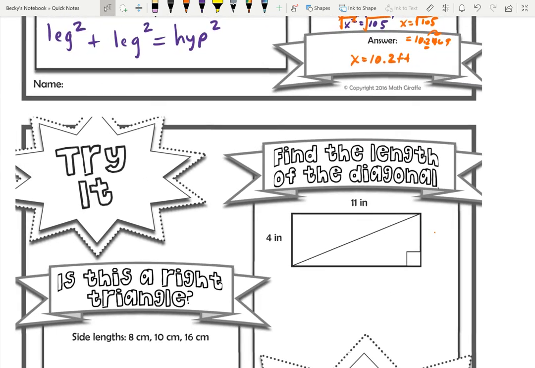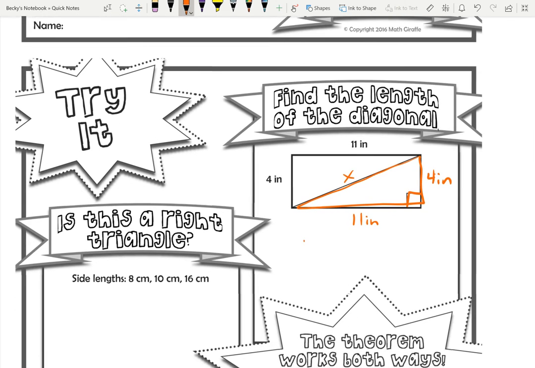Now we're going to find the length of the diagonal. So really, this is a rectangle, and opposite sides are equal. So this is 11 inches, and this is 4 inches. So let's just kind of focus in on this triangle here. And the diagonal would be your hypotenuse. So a squared plus b squared equals c squared. The legs are 11 and 4. And again, it doesn't matter which order you put these in for a and b. So 121 plus 16 equals x squared.